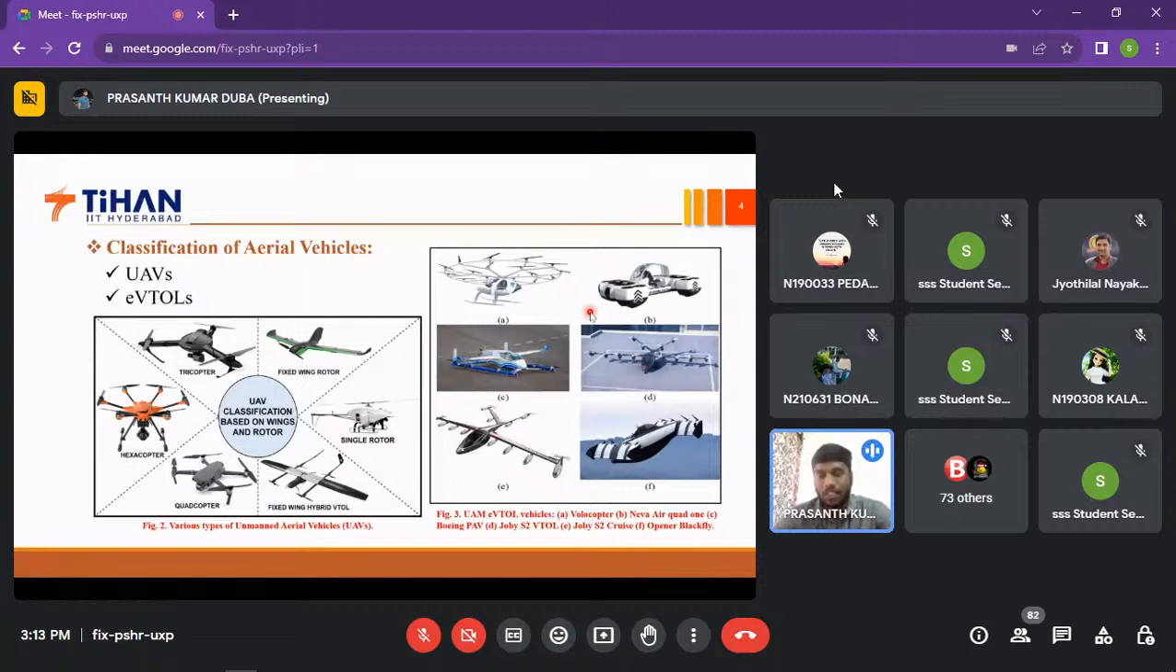Like we have passenger aerial vehicles. This is called a volocopter. Currently research is going on. And this is the Nava Air, and this is the Boeing PAV, which was introduced by Boeing. These are some other few things. That is what a UAV is and the different types of UAVs I would like to share.